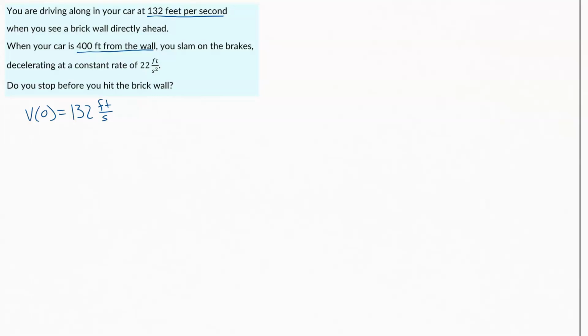Really, what's going on in this problem is your initial position is where you start the process of braking. And so your initial position on something like this is actually going to be 0. And then what you're going to do at the end is compare your final position to that 400 feet. So that's sort of a trap bit of information right there.